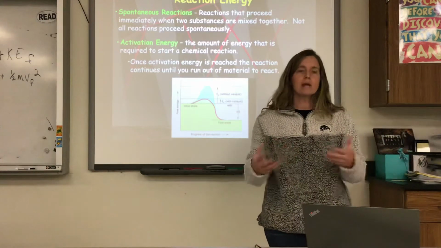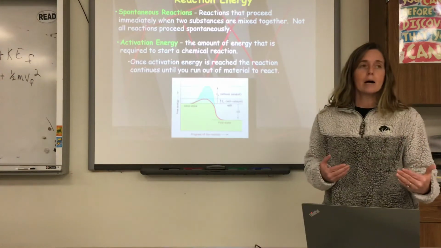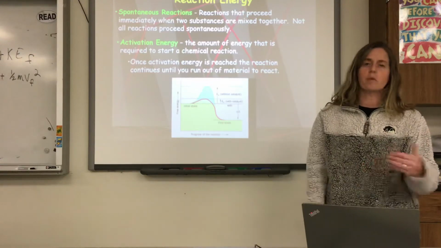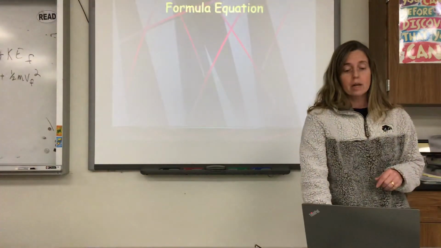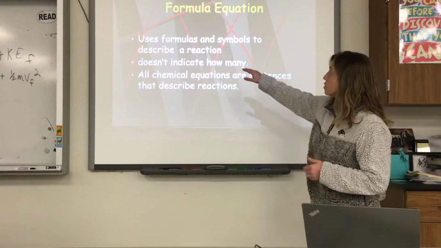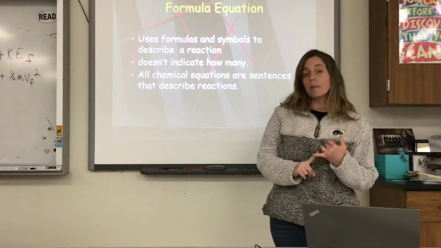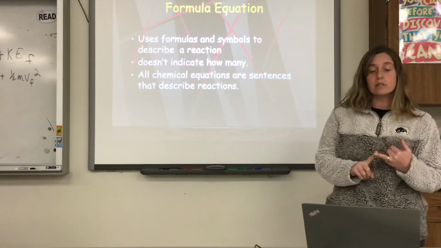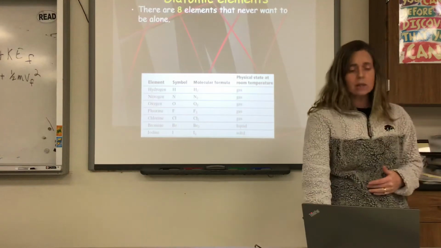Now, there is a process of how a reaction keeps going and how it stops. We're going to talk about that probably when we get to stoichiometry, when we talk about limiting and excess reagents, but we're not going to focus on that in this chapter, okay? So that's spontaneous reactions and activation energy. Now we're going to talk a little bit about our formula equations, okay? A formula equation uses formulas and symbols to describe a reaction. It doesn't indicate how many. We'll talk about that later when we balance reactions. And all chemical equations are sentences that describe reactions, okay?